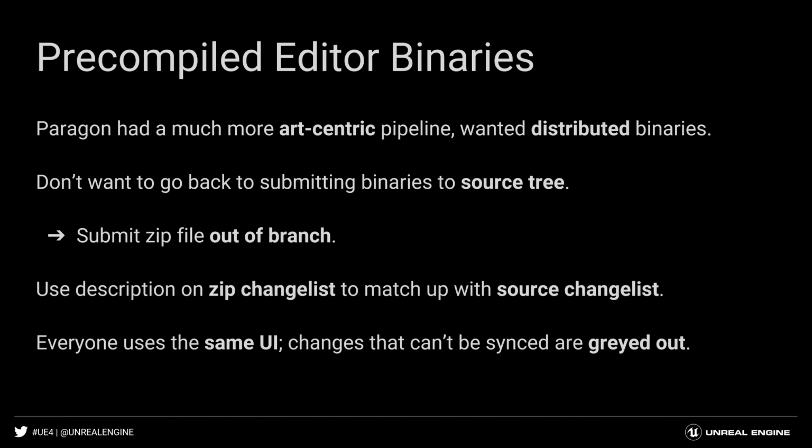At the same time as we were developing Fortnite, we also had another game under development called Paragon that had a very, very heavy art pipeline. And we had a lot more artists than we had engineers on this project. And they wanted the distributed binaries pipeline. They didn't want to compile the source code themselves, but they saw the advantages that Unreal Game Sync was giving us to be able to collaborate and find builds and identify problems quickly.